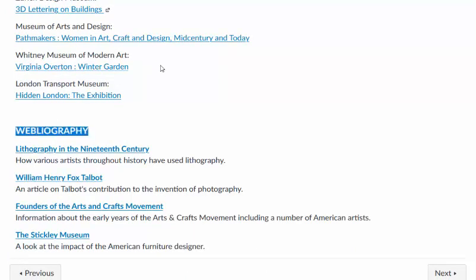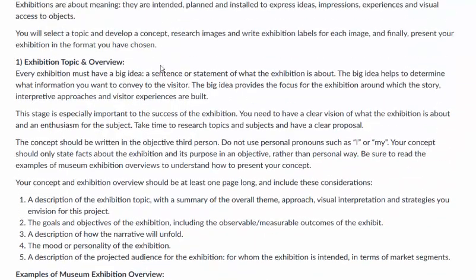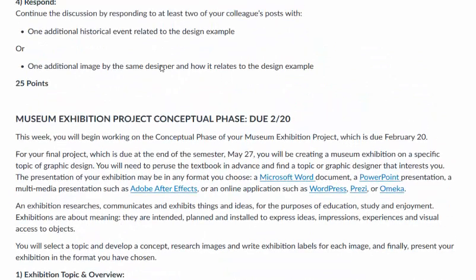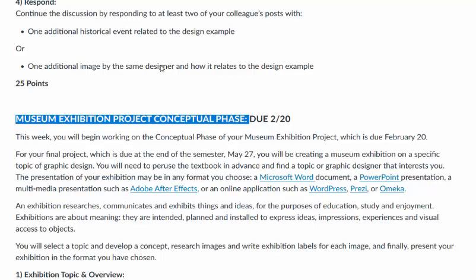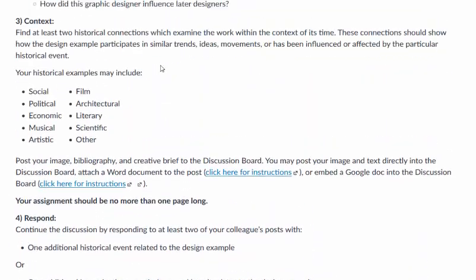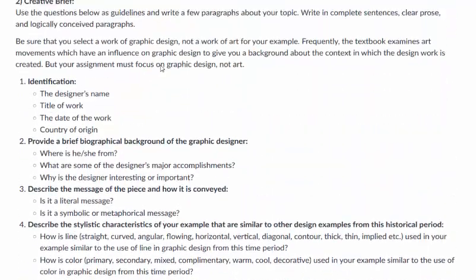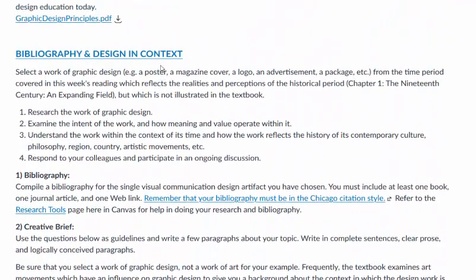I've also included a bibliography this week with links to various topics that are covered in this week's reading. So again, this week you're going to begin working on the conceptual phase of the museum exhibition project. That is not due until February 20th. So you have plenty of time to work on that. You'll be working on your first bibliography and design and context assignment, which is due this week.